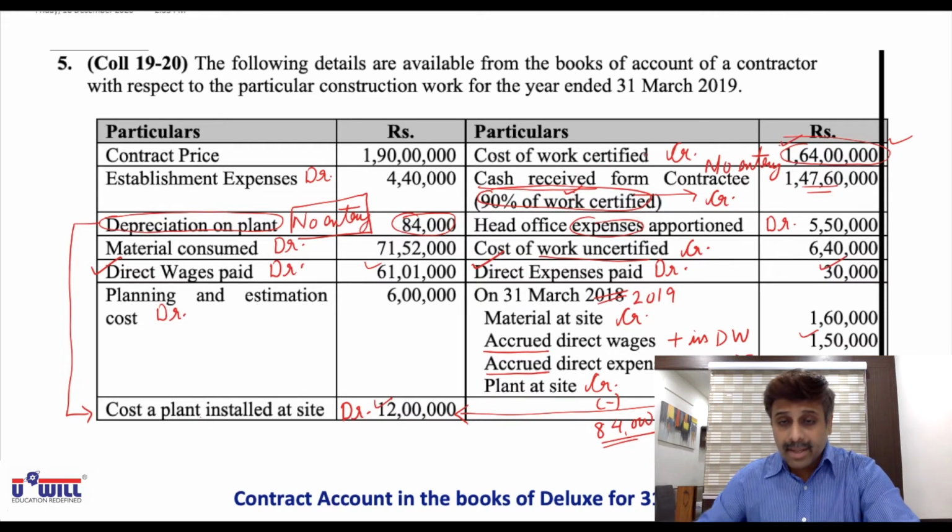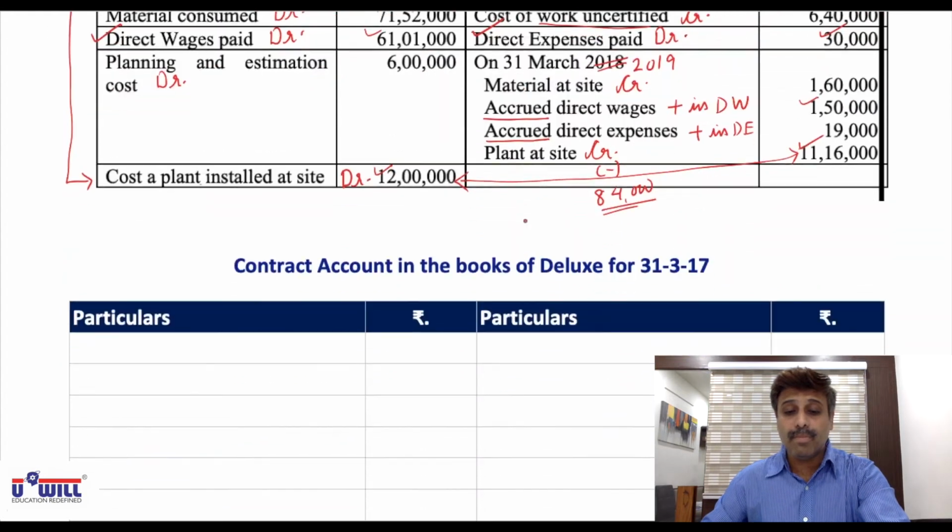I repeat, if the work certified 1 crore 64 lakhs was not given, then from cash received 1 crore 47 lakh 60,000, which is 90% of work certified, we could have obtained 1 crore 64 lakhs. How could we have obtained it? 1 crore 47 lakh 60,000 divided by 90%. Now all of you make this format.